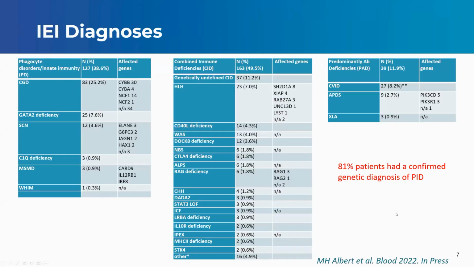For interest, 81% of the 329 patients had a confirmed genetic diagnosis at the time of transplant. And you can see the list of patients and their underlying genetic mutations here. On the left are the phagocyte disorders, in the middle, the combined immune deficiencies, and on the right, the patients we included in the predominant antibody deficiency group, or PAD. The majority were CVID patients, but there were some APDS and three XLA patients.